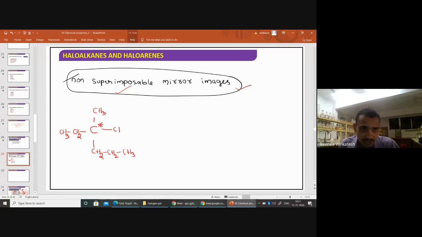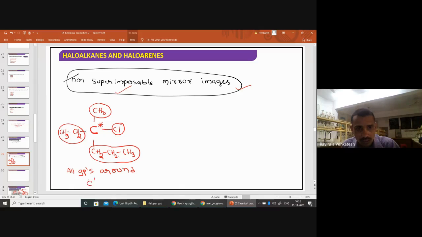Now why is it a chiral center? Because it is having all four different groups, if you observe: chlorine, methyl, ethyl, and propyl. All groups around the carbon are different. Therefore, this is called a chiral molecule or asymmetric center.